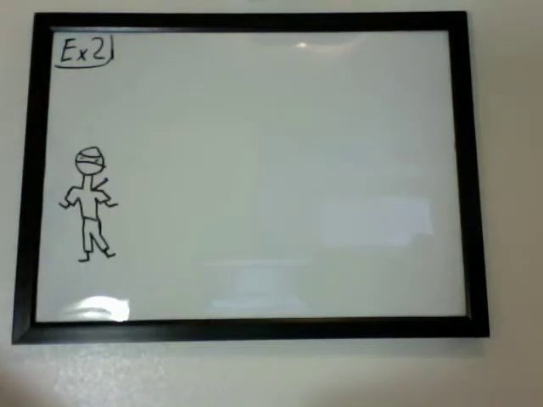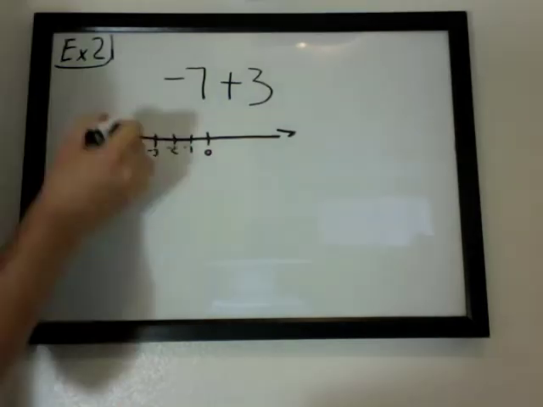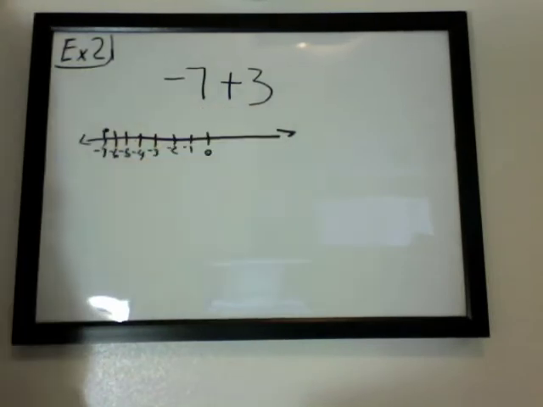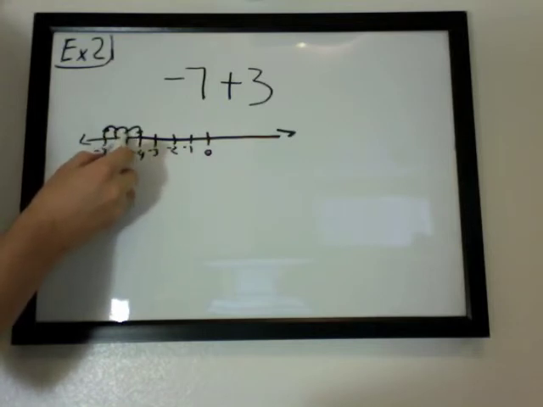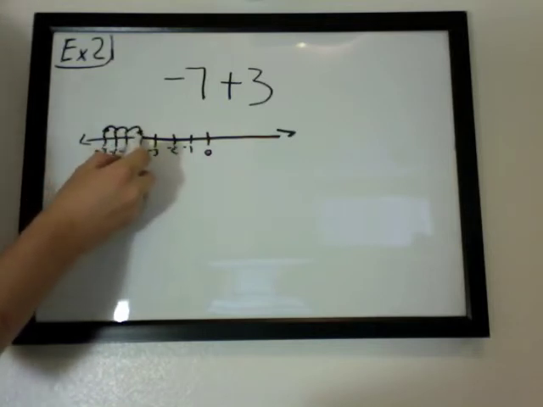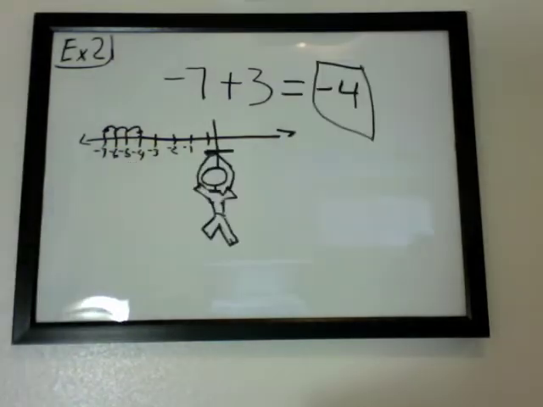Example number 2. So let's do negative 7 plus 3. Start off at the more negative number, which would be negative 7. And now you're adding 3 to it, so move 3 places up more positive. Starting at negative 7, you have negative 6 is 1, negative 5 is 2, and negative 4 is 3. So we're going to end up at negative 4. So your answer would be negative 4.